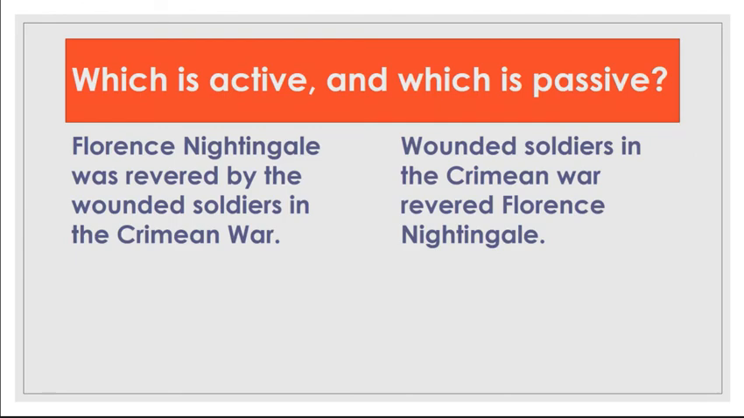So let's test ourselves. Which is active and which is passive? Florence Nightingale was revered by the wounded soldiers in the Crimean War, or wounded soldiers in the Crimean War revered Florence Nightingale. What do you think? The second one is actually the active one. Florence Nightingale is the object of the sentence. The subject is what the soldiers in the Crimean War did. What did they do? Well, they revered Florence Nightingale.